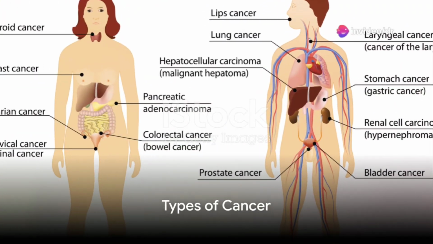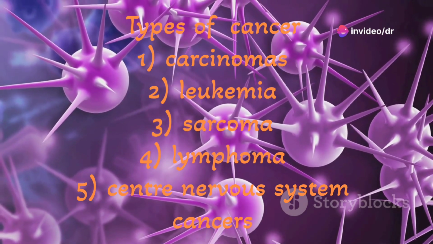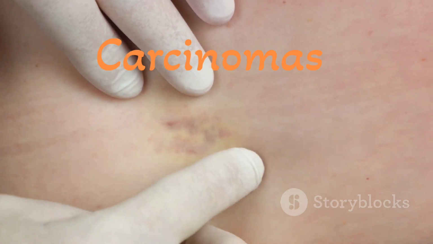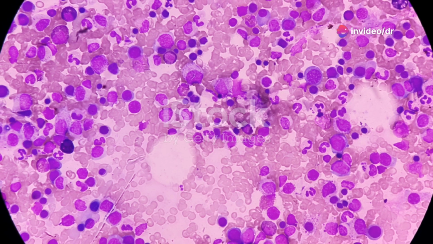Cancer can be categorized into 5 main types: carcinomas, sarcomas, leukemias, lymphomas, and central nervous system cancers. Carcinomas, the most common type, start in the skin or tissues that line the internal organs. Sarcomas develop in the bone, cartilage, fat, muscle, or other connective tissues.